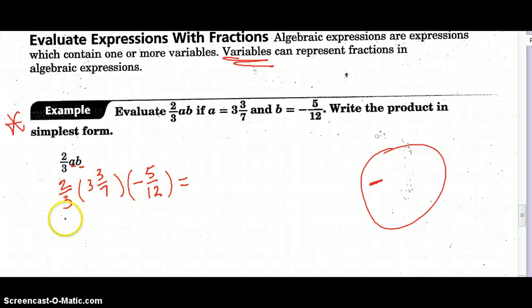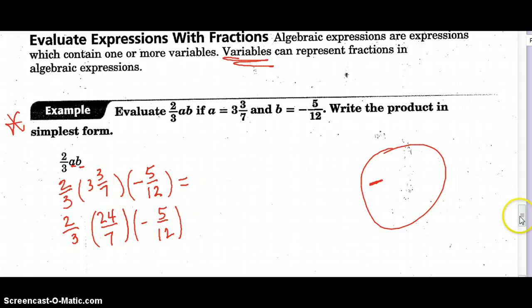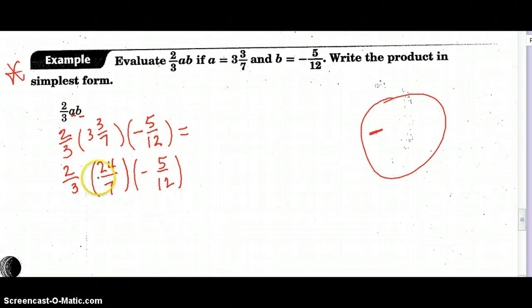I have a mixed fraction that I need to work with. So 7 times 3 is 21, plus 3 makes 24/7. It's still in parentheses, and -5/12. And I would like to simplify as much as I can so that I don't have to use my calculator and/or my fingers and my toes because my numbers are too big. So let's see what we have that can be simplified.